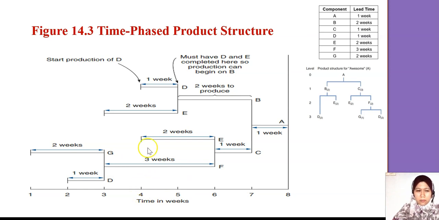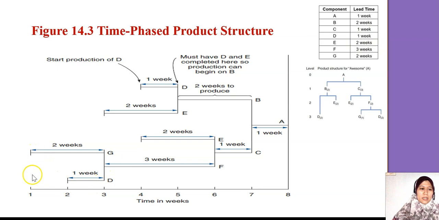And then for this part, from C to E and F, E is 2 weeks, 1, 2, and F is 3 weeks, so 1, 2, 3. So from F, they're going to G and D, so G is 2 weeks, so G is 1, 2, and then D is 1 week, so 1.